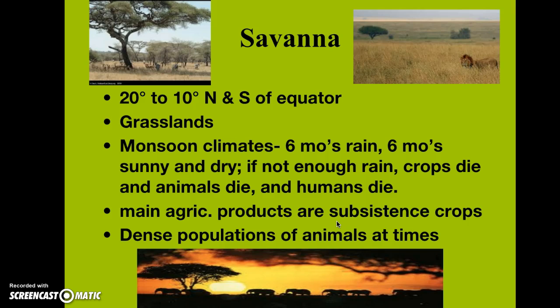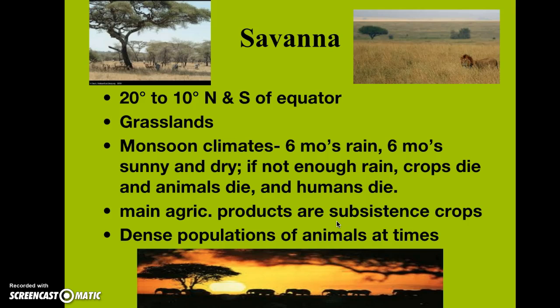As we talk about the savanna climate of Africa, particularly in sub-Saharan Africa, we're talking about that 10 to 20 degrees north of the equator. Now we're getting further away from the equator. We're getting into areas where we have more grasslands. There are not as many trees because water is not as plentiful. And the reason water is not as plentiful is primarily because of the monsoon climate that is located here.